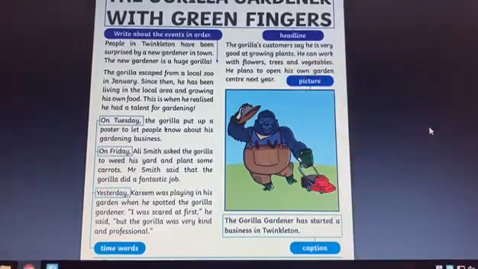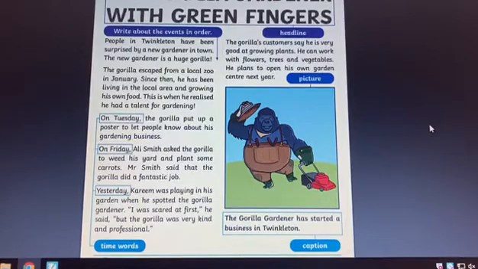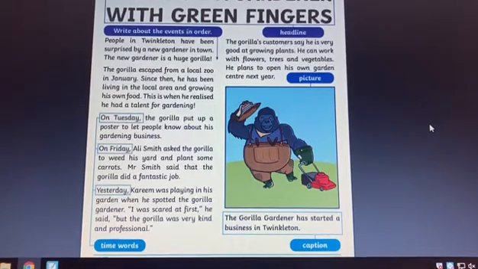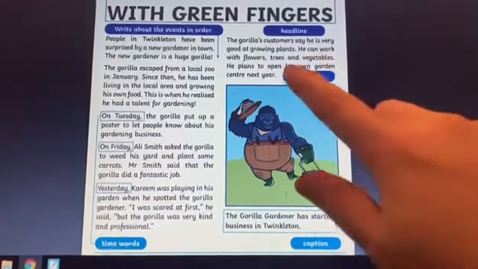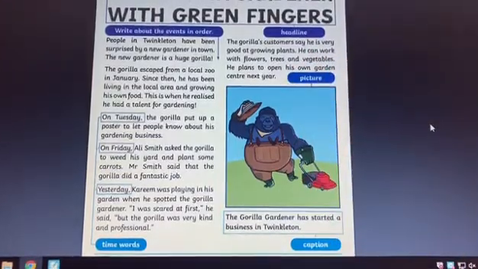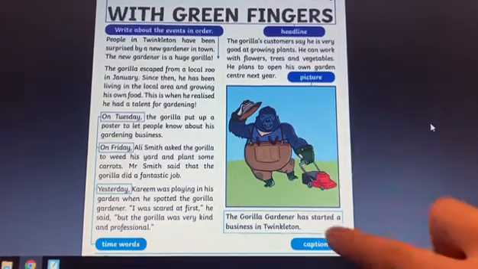The gorilla's customers say he is very good at growing plants. He can work with flowers, trees and vegetables. He plans to open his own garden centre next year. And there's a couple of 5-6 words there as well, the word vegetable. And then we've got the picture and the caption underneath.